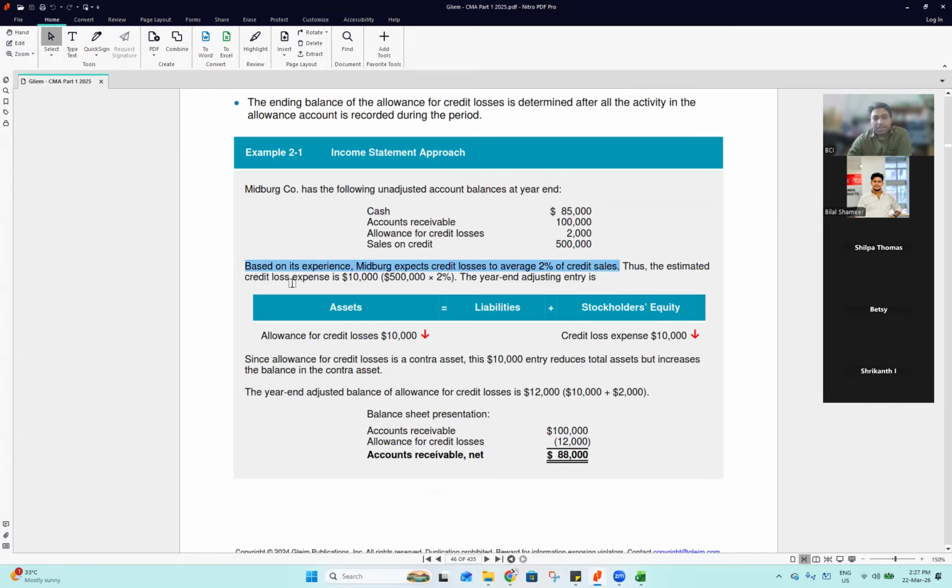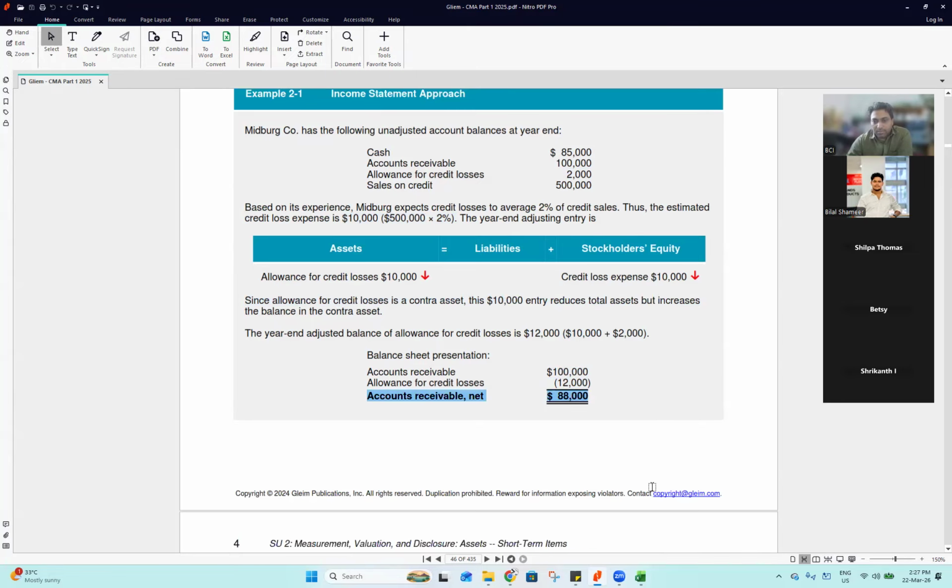Thus the estimated credit loss expense is how much? 10,000. Now, they already have 2,000 as provision, so you are going to put another 10,000 as your provision. So the allowance for credit losses on the balance sheet will be 12,000, but in the P&L your expense will be only 10,000. Then you get net receivables of 88,000. Clear?